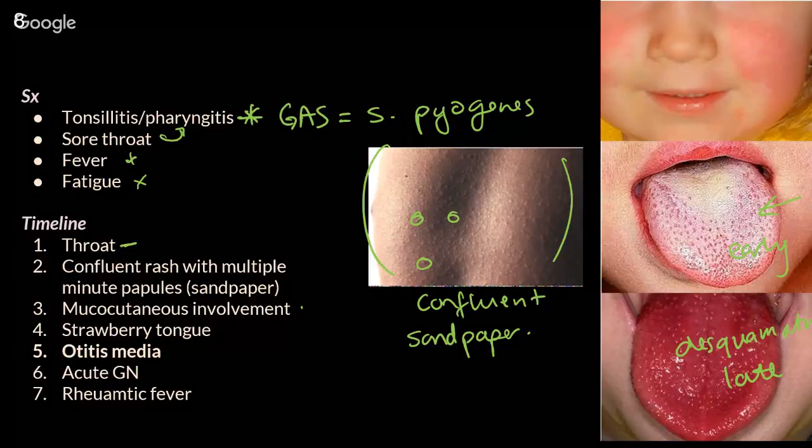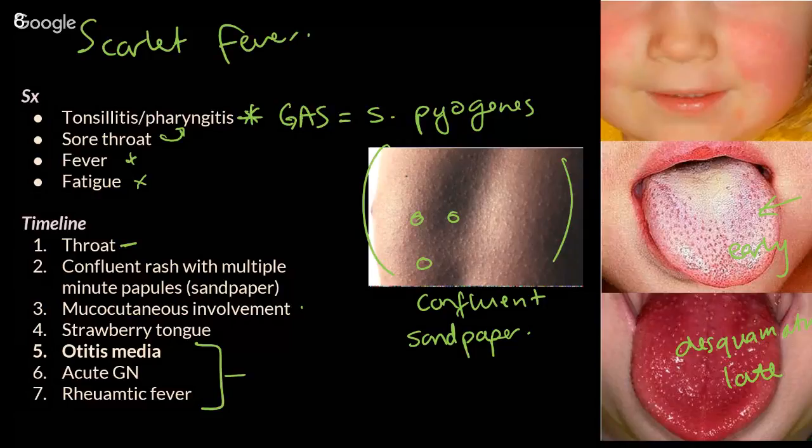Otitis media is not in the pictures, but you can understand it because you start off with an ENT infection. Actually, sorry, these are just complications. Otitis media is the most common, then acute glomerulonephritis, because you have strep and rheumatic fever down the line potentially. So what is this condition? Scarlet fever.